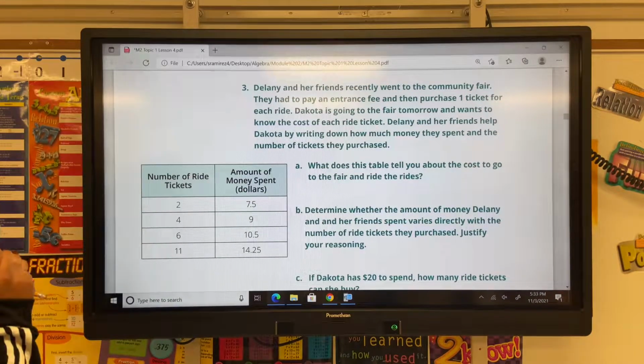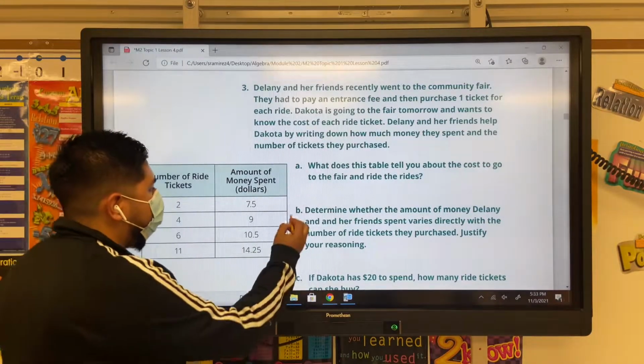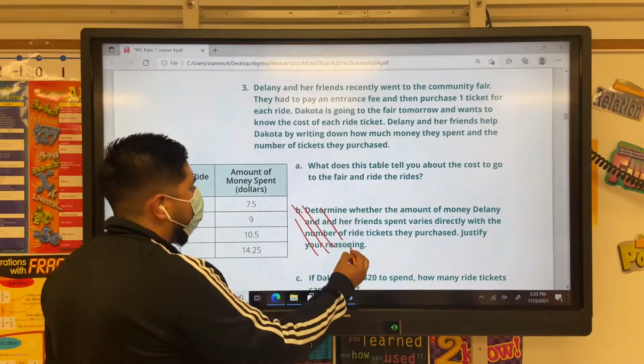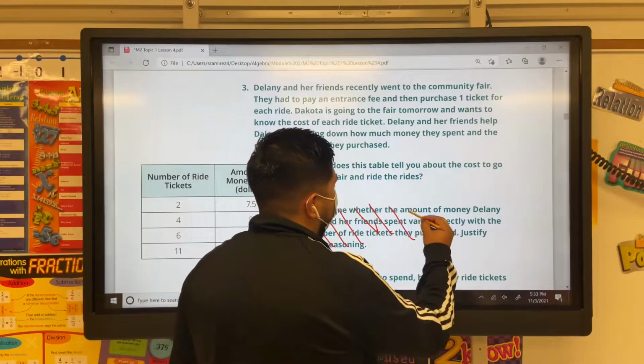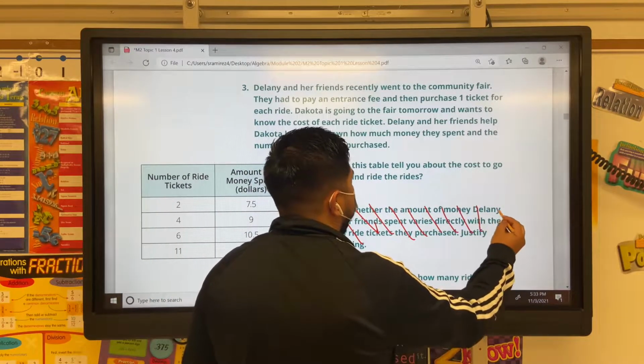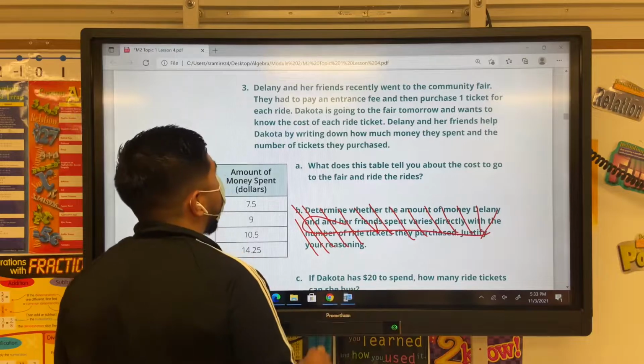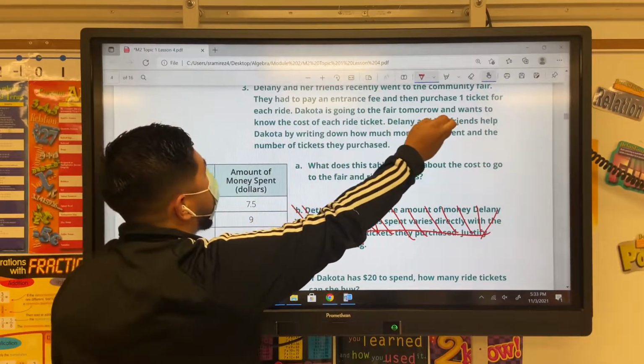Okay. Let's see what we can do. First things first, let's cross out B. Definitely want to make sure that we understand what each part means. Definitely gonna read some words first.